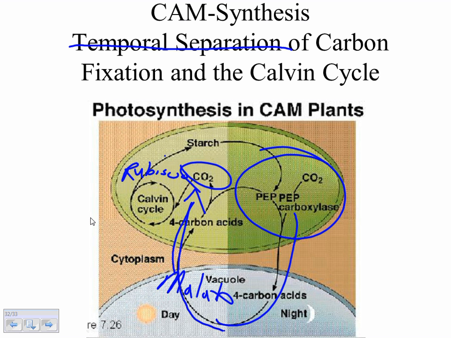Does CAM stand for something? Yeah, it stands for Crassulacean Acid Metabolism. You don't even really need to know that. Just know CAM plants are like cactuses, for the most part.